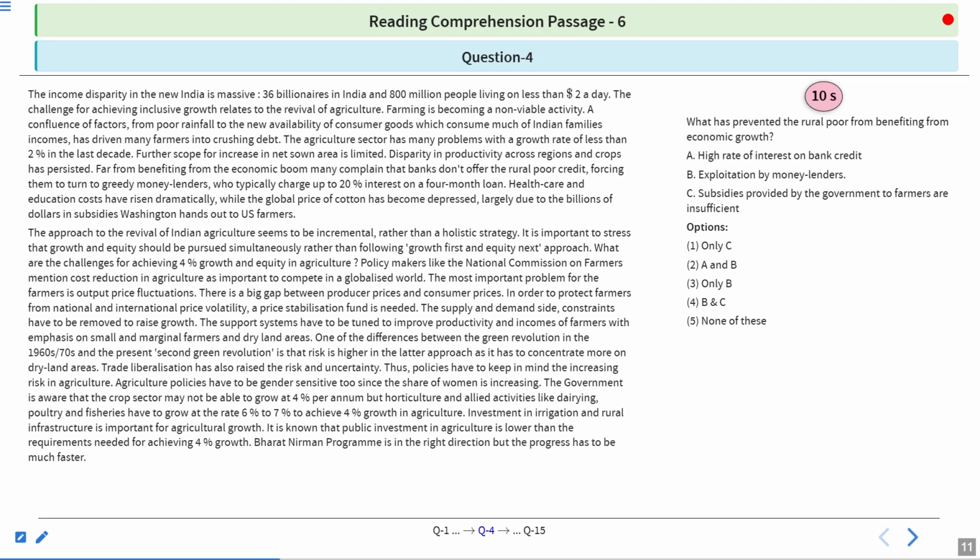The next question is what has prevented the rural poor from benefiting from economic growth? A is high rate of interest on bank credit. B is exploitation by money lenders. C is subsidies provided by the government to the farmers are insufficient. Options are only C, A and B, only B, B and C, and none of these. You have 10 seconds to choose accordingly.